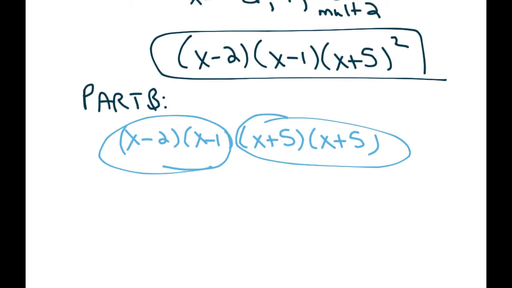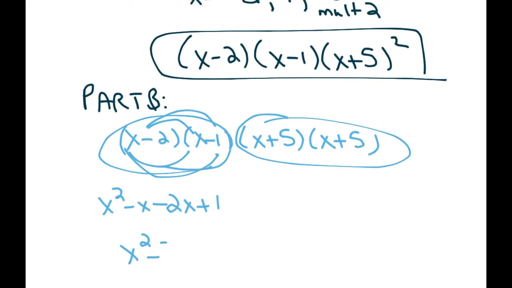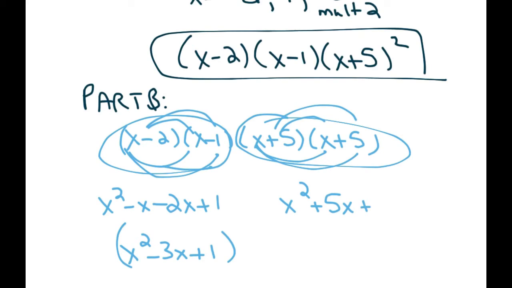Let's use FOIL. X squared minus x minus 2x plus 1 is x squared minus 3x plus 1. Now let's multiply the other two together. X squared plus 5x plus 5x plus 25 is going to be x squared plus 10x plus 25.